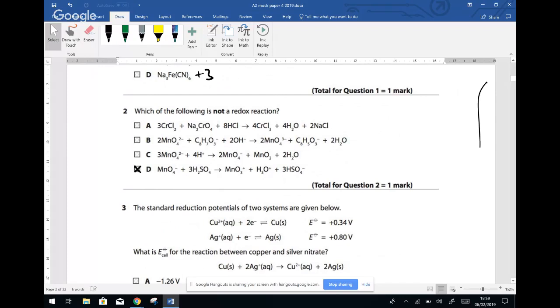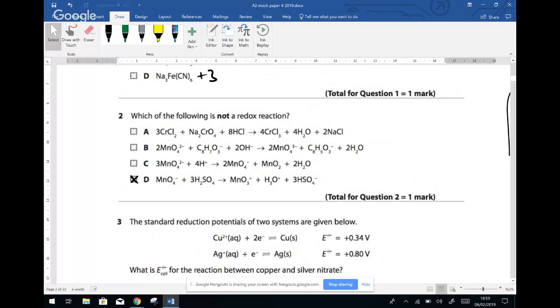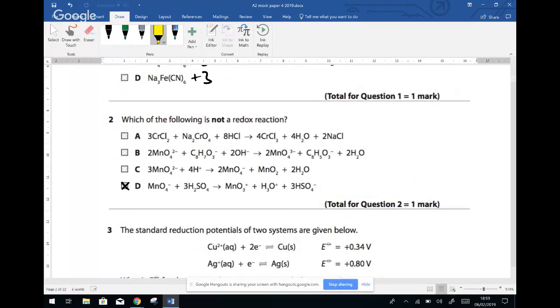Okay, next question. It says, which one of these is not a redox? So really nice, this one. I've got chromium in a +3, and same again, -8 +2. That's in a +6. And this is a lovely example. This is a reverse disproportionation. Isn't that nice? I like that one.